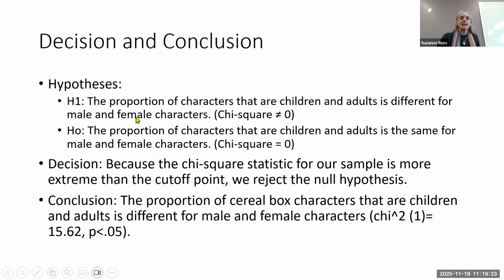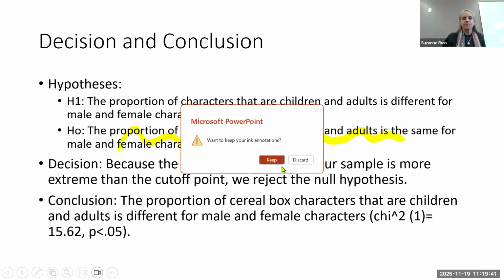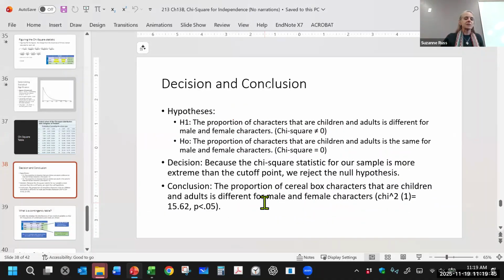And then we'd have to decide whether to reject. In this case, we'd be rejecting the null. And we'd be concluding something like this: the proportion of cereal box characters that are children and adults is different for male and female characters. And that's our conclusion. So that's it. Okay. That's it. But let's do it in a spreadsheet.